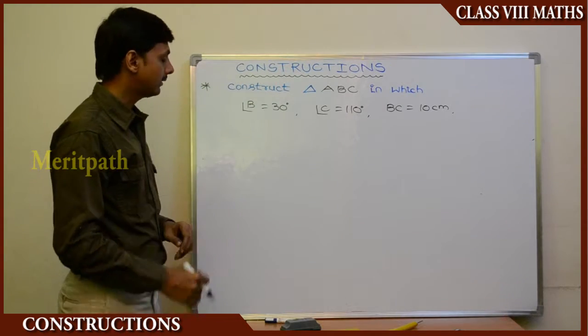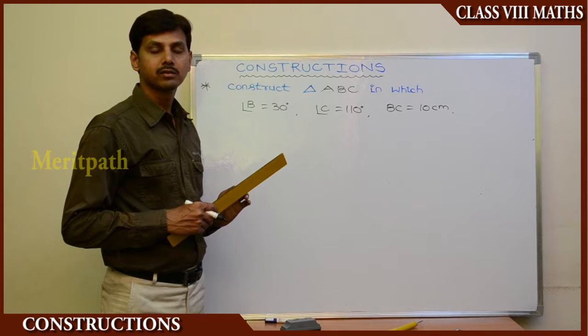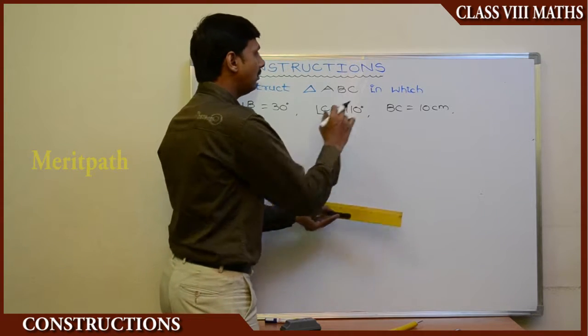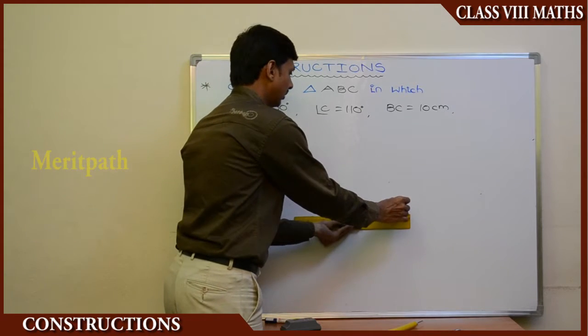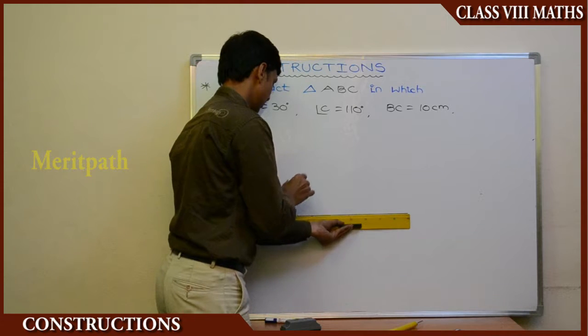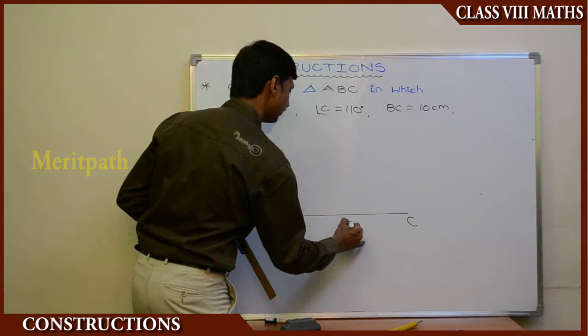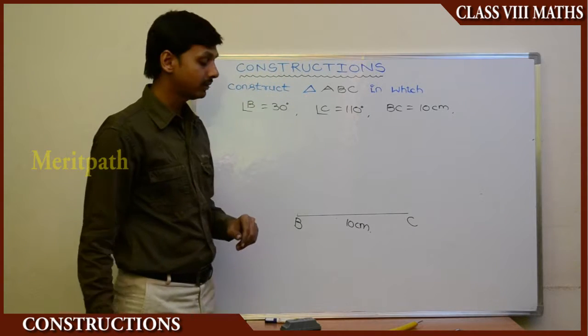So let's construct it. Now we have two angles and one of the sides. So how to construct this? Let's see. Now we have one of the sides, BC. So let's construct BC here. BC is 10 centimeters. Angle B is 30 degrees.